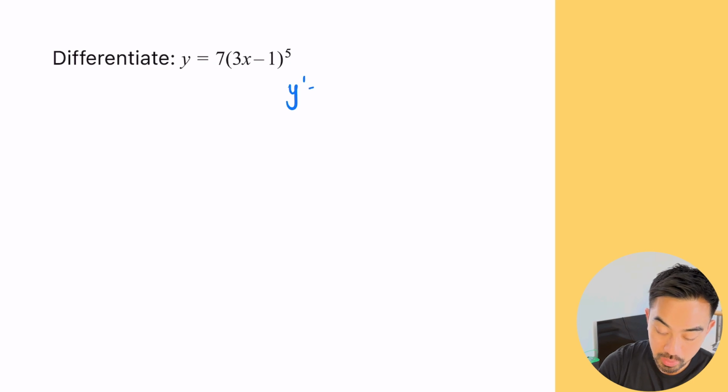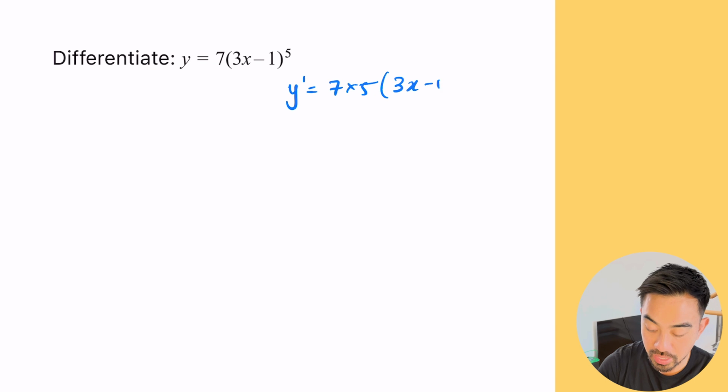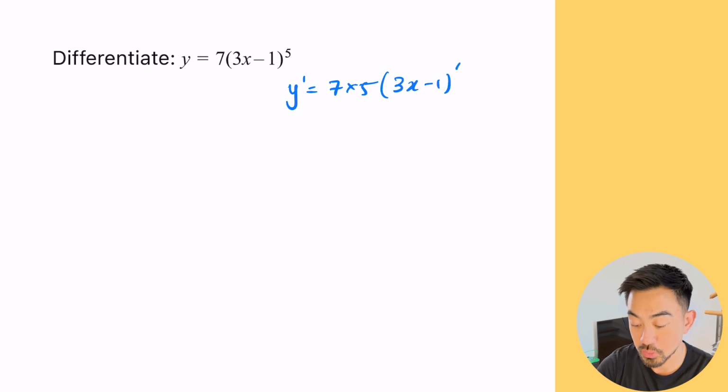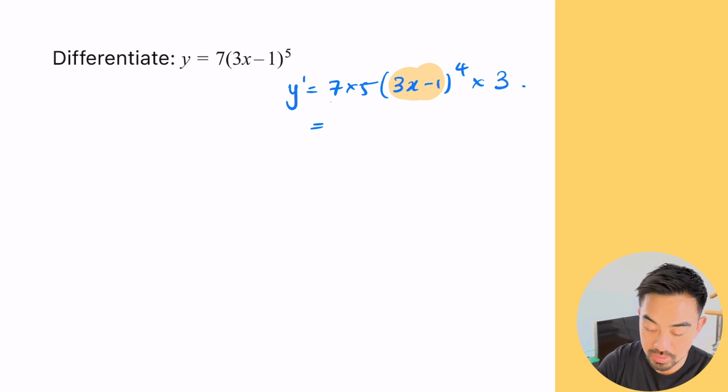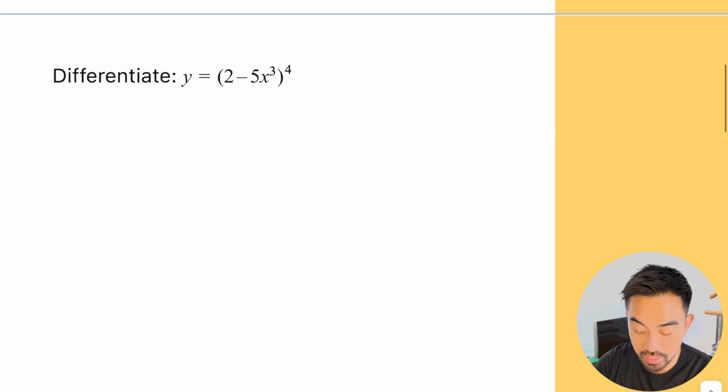Here's the next example, differentiate 7 outside of (3x minus 1) all to the power of 5. So once again, power down, so it's going to be 7 times 5 this time. (3x take away 1), the power minus 1, so it becomes 4, and then multiply by the derivative of what's inside the bracket, which is 3. And you should get 7 times 5 is 35, 35 times 3, I think, is 105, (3x minus 1) all to the power of 4. Done.